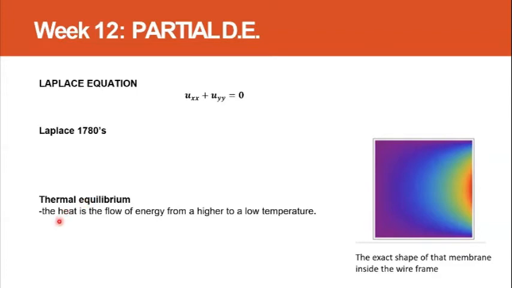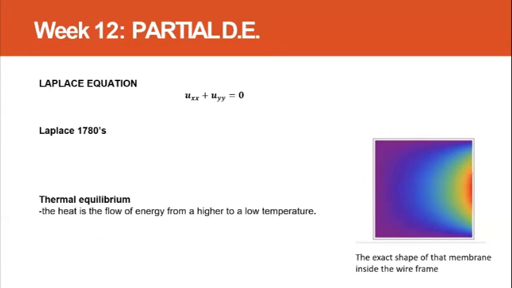Thermal equilibrium is the heat flow of energy from a higher to a lower temperature. So the example here is the exact shape of the membrane inside the wireframe. We have the wireframe here, and the picture shows, for the thermal equilibrium, that the hottest part is the red, down to the coldest part, which is this part. It shows the flow from higher temperature, which is this, to lower temperature.